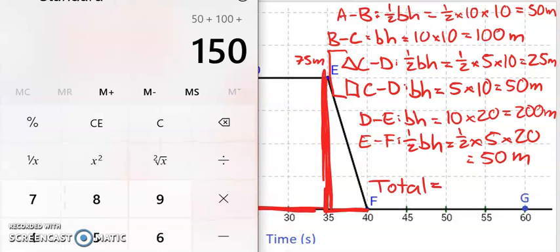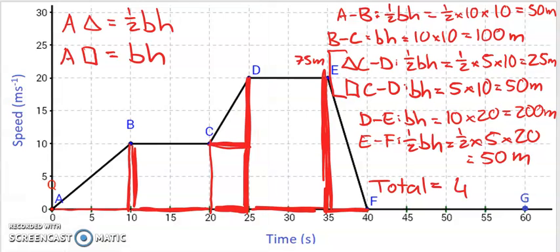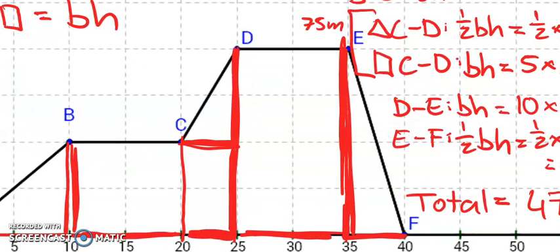Section C to D, they travelled a total of 75 metres. Section D to E, they travelled 200 metres. Then section E to F, they travelled 50 metres. So add up all those numbers, gives us a total distance travelled of 475 metres. And if you do that all correctly, that gives you an excellence mark.